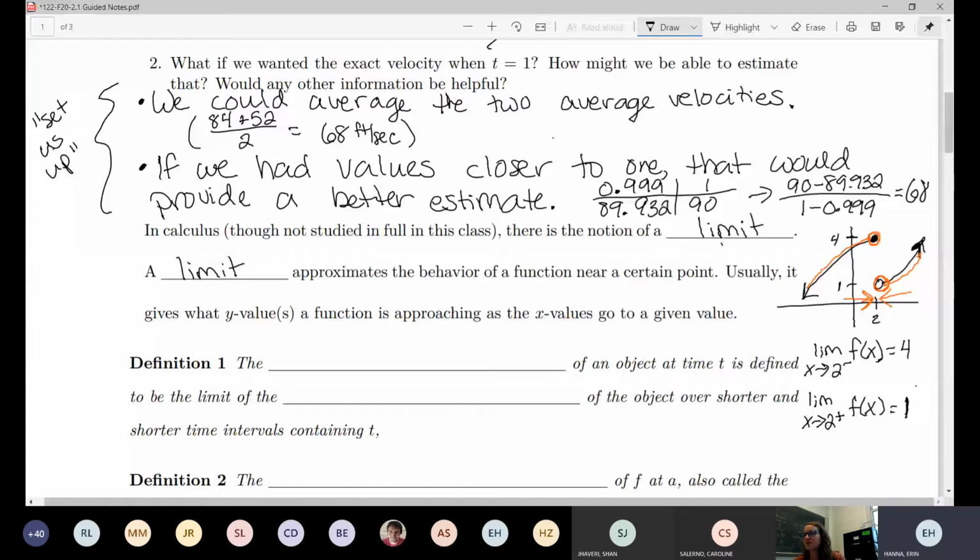I have 2 raised hands now. What is up, Jack? Is the limit the same thing as an asymptote? No.